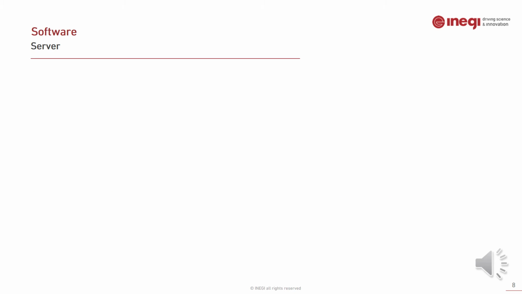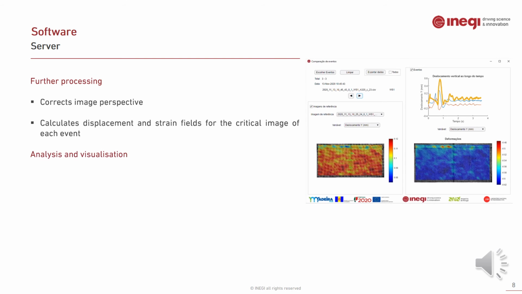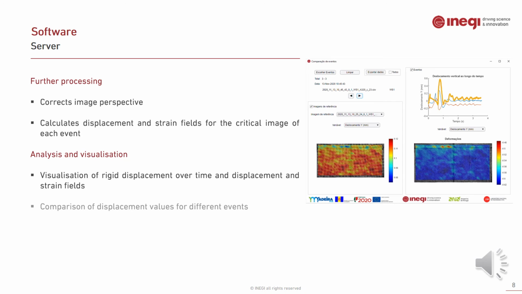And then on the server we have software that takes the images and corrects perspective, and then calculates the displacement and strain fields for the critical image of each event. And then we have a program which we can use to visualize these fields, as well as the rigid displacement over time, and we can also compare these displacements for several events that we can select.